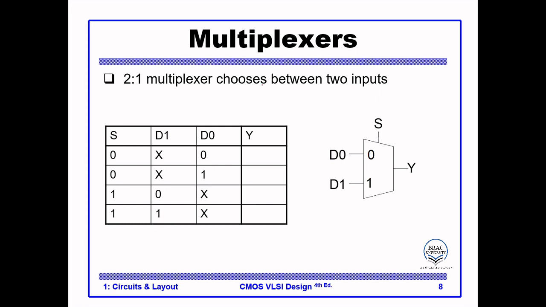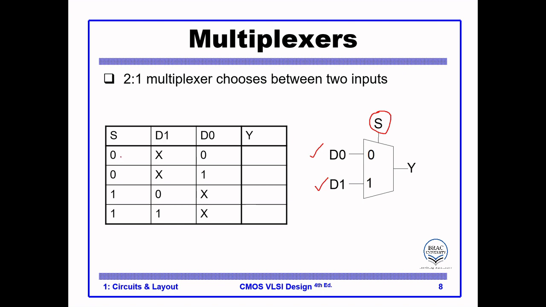Now we saw in the second lecture that we were introduced to multiplexers. A multiplexer is just a selecting device. Here we can see a 2 to 1 multiplexer that chooses between two inputs. Our choosing pin is S, and we have two inputs, D0 and D1.